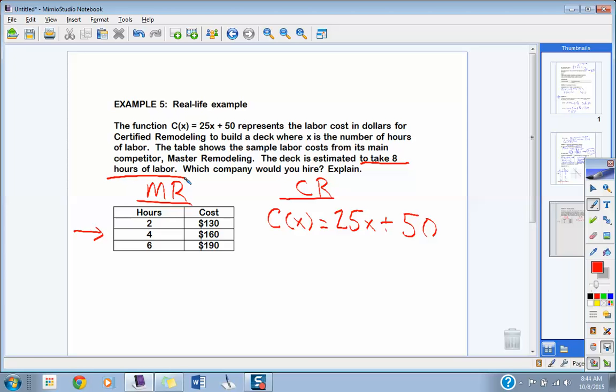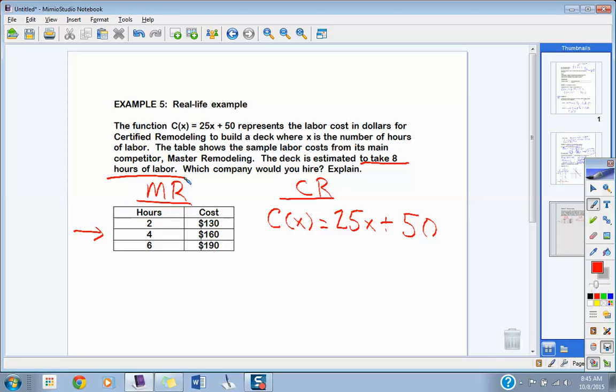Now guys, if we're all thinking the same thing and we want to keep labor costs down, we would probably hire the company that's going to be the cheapest. Hopefully with the assumption that they're going to both do quality work, right? Okay? Sometimes you get what you pay for, all right? Well, the cheaper cost would be the better one to go with here, but do I know what 8 hours would cost from Master Remodeling based on a table they provide? Does it list it for us, or do we have to find it?